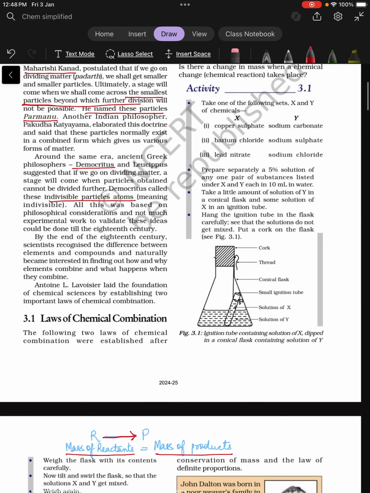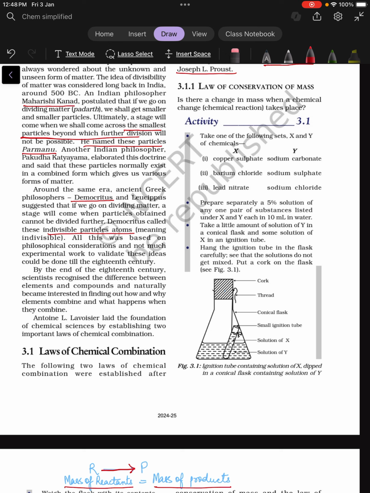So, if we take this activity 3.1, in this activity, if you see this figure, it is given here, a conical flask is taken, and then small ignition tube is taken. So we will take one solution of one reactant in conical flask and the other reactant in ignition tube.